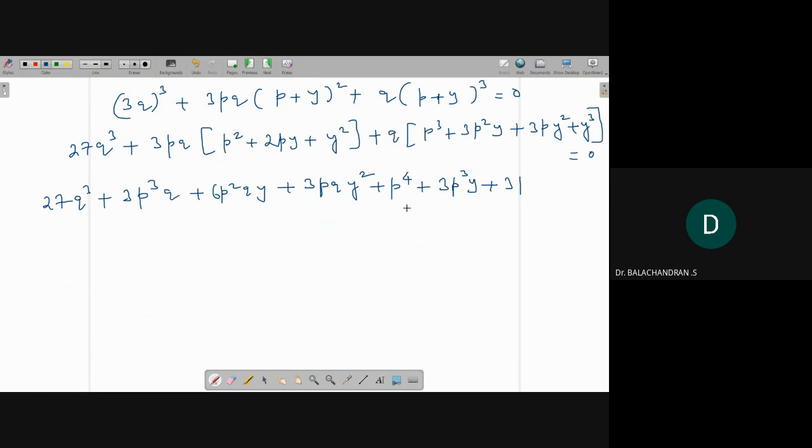So I think I'll need to erase these 3 steps. Okay, I think it's 3 pq square. Please tell: pq cube q, plus 3p square qy, plus 3pq y square, plus y cube q is equal to 0.